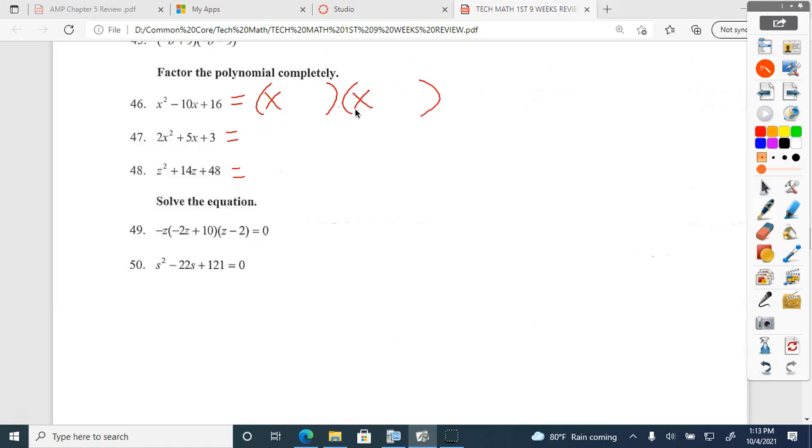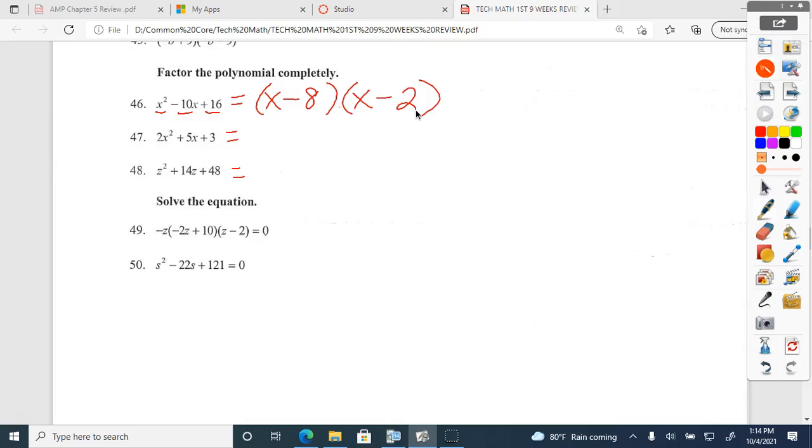First, you look for a common factor. Do any of these, 1, 10, or 16, have a common factor? 2 won't go into 1. They don't have a common factor. So if they don't have a common factor, you play the game. What two numbers multiply to be 16 and add up to negative 10? Negative 8, negative 2. They both need to be negative. Negative 8, negative 2. Can you factor it any further? No. Done.